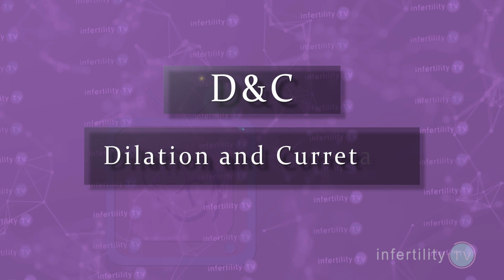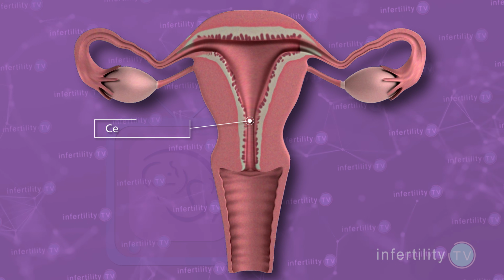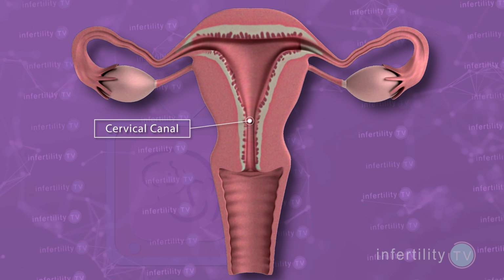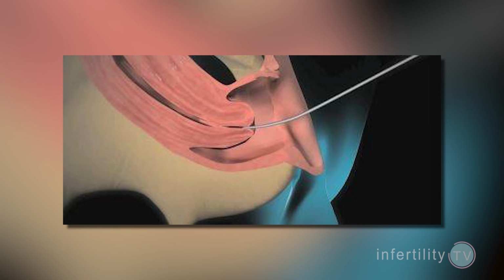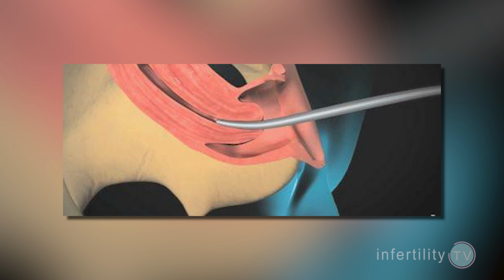There are 2 kinds of surgical procedures that can be used to remove a pregnancy: D&C and hysteroscopy. D&C stands for dilation and curettage. The opening of the uterus is called the cervical canal. The cervical canal is very narrow. In order to do surgery inside the uterus, the doctor must first stretch the opening of the uterus to make it larger. This is the dilation part. We are dilating the opening of the uterus.